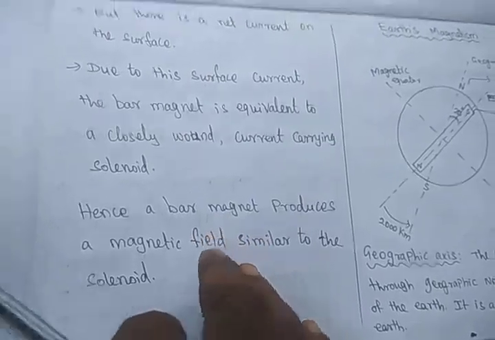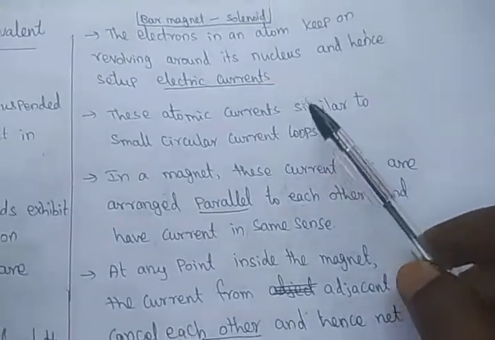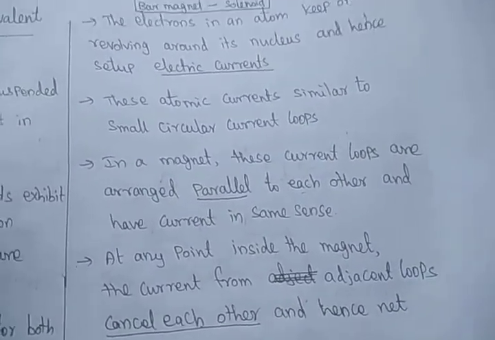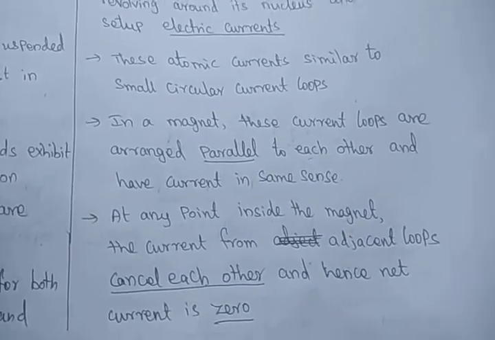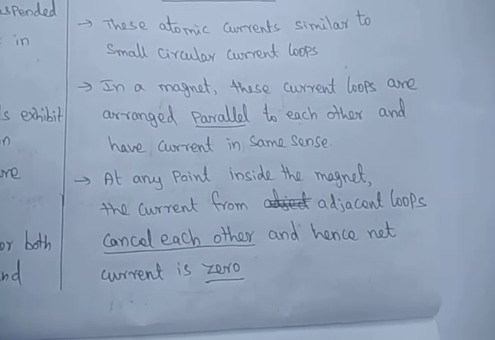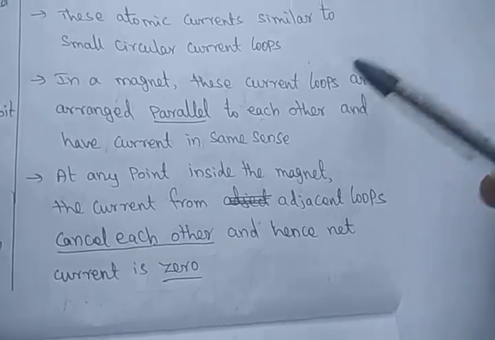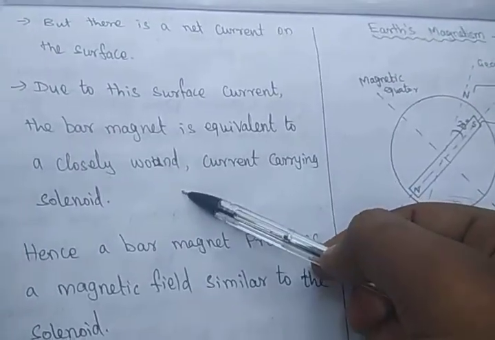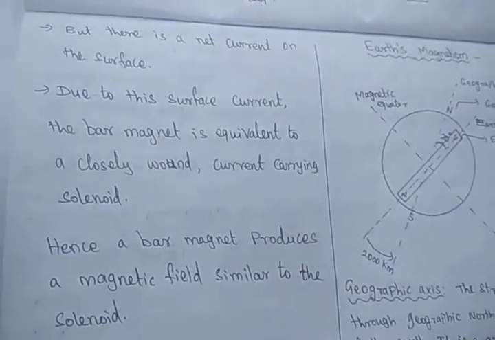So, a very simple question: bar magnet as an equivalent solenoid. The bar magnet has atoms, atoms have electrons, and electrons revolve around the nucleus. Each orbit acts as a circular loop. If there is a large number of atoms, all the orbits act as circular loops. Hence, we can say that this bar magnet is similar to a solenoid. The solenoid also has circular loops wound in a helical structure.